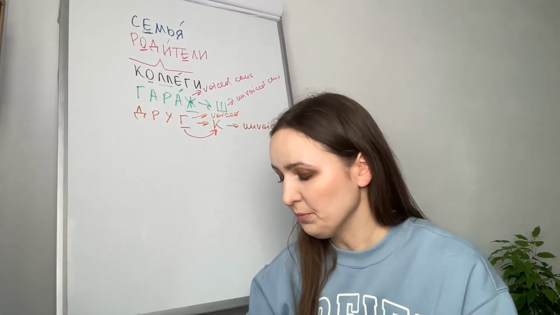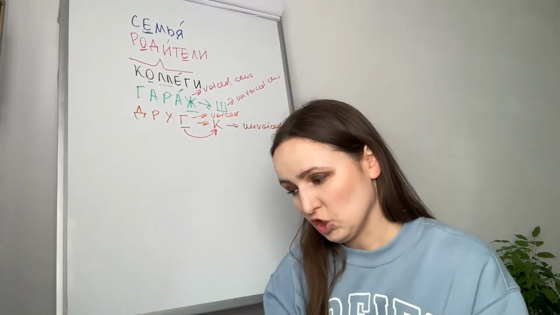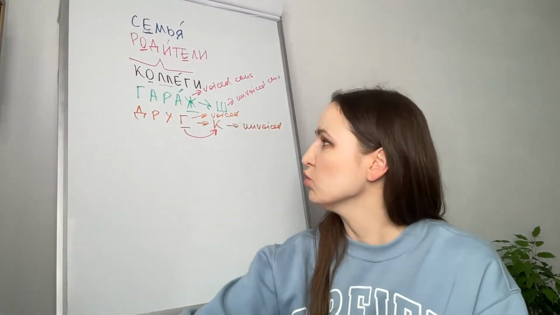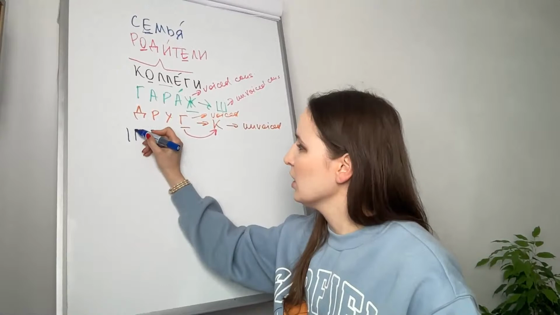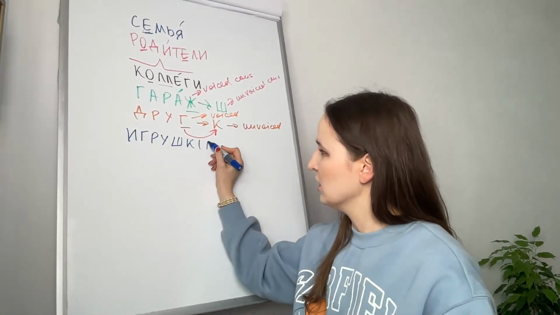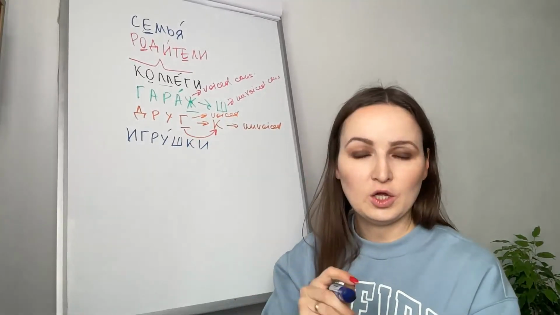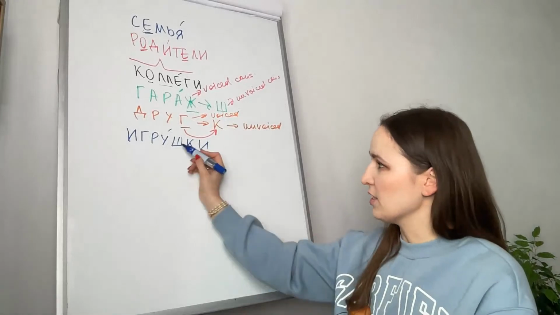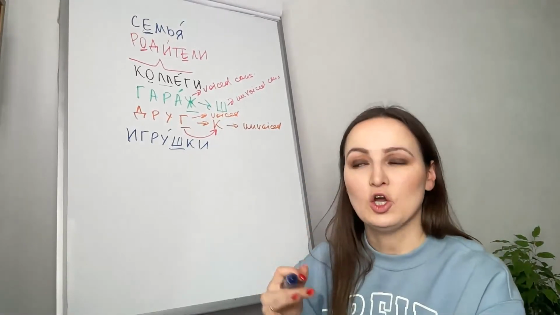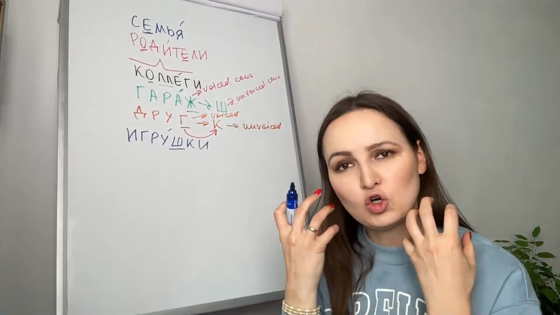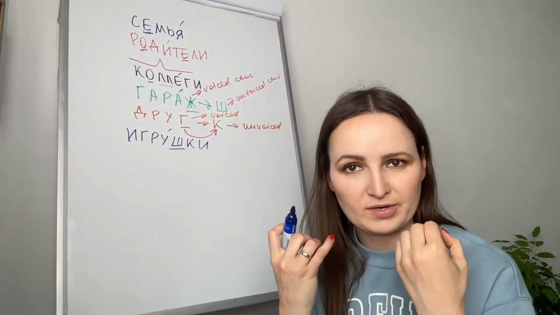Хорошо, дальше. Следующее слово – игрушки. Игрушки. What is the issue here? Sh letter, which has to be pronounced very deep. Игрушки. You have to really pronounce it.